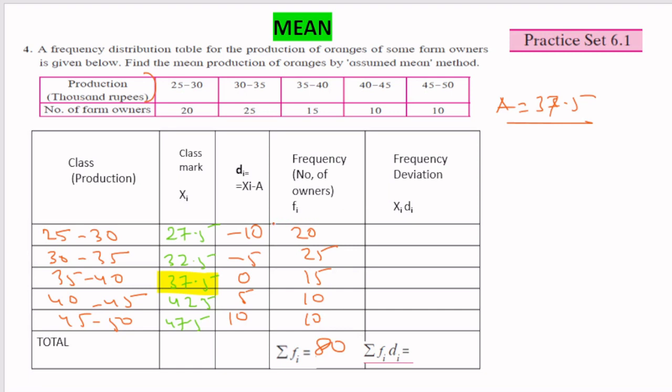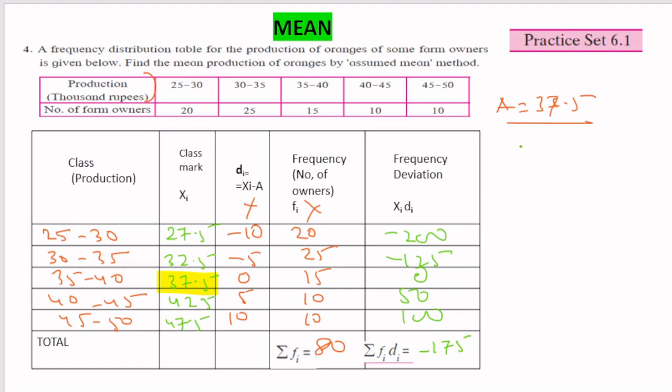Now see, the calculation is very easy. Instead of decimals, now we have to multiply minus 10 into 20 in this row, this column and this column. You need to multiply. It's become very easy. Let's see quickly. So it will become minus 200, minus 125, 0, 50 and 100. And if you add all these numbers, the summation will be minus 175.